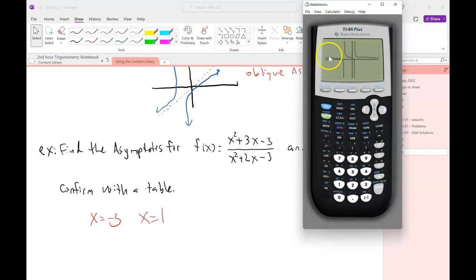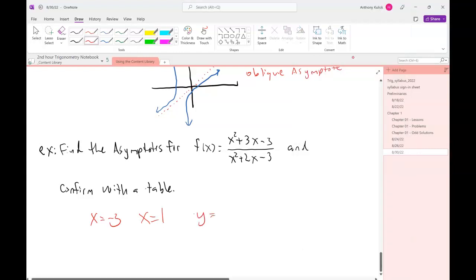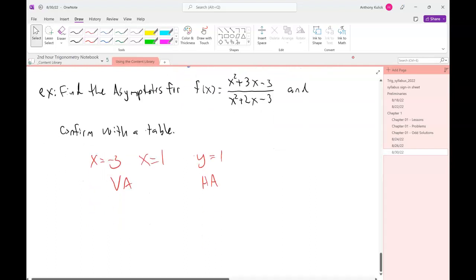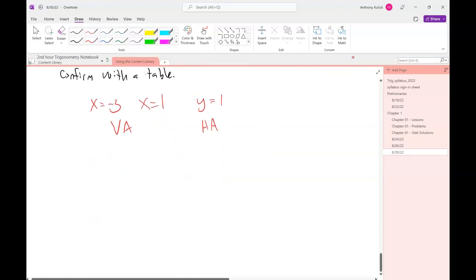So if I look at that, it looks like it's flattening out at what y value? Seems like 1 to me. You guys agree with that? Okay. So these guys were VAs and this was an HA. All right.